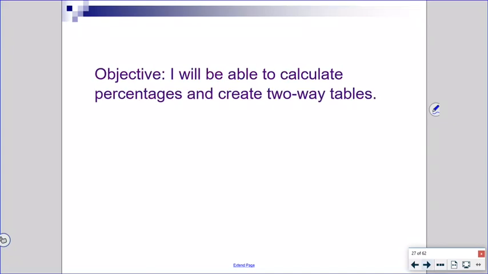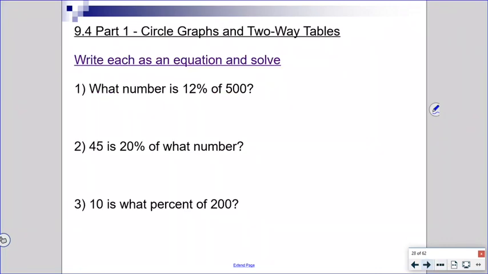Speaking of fun, what's our objective for today? I will be able to calculate percentages and create two-way tables. We are skipping ahead to 9.4. And right off the bat, we're going to do a couple percentage problems.